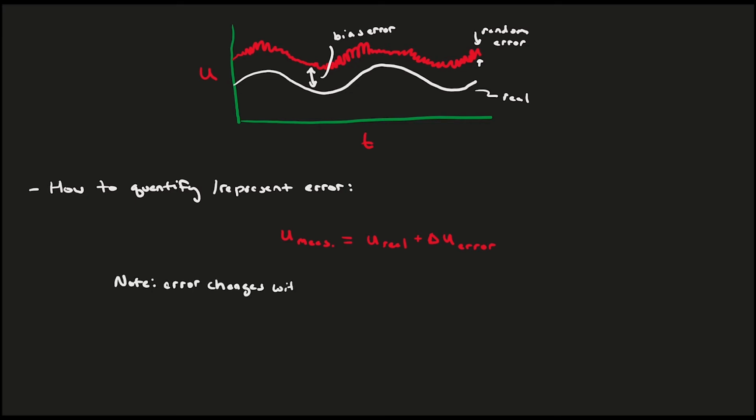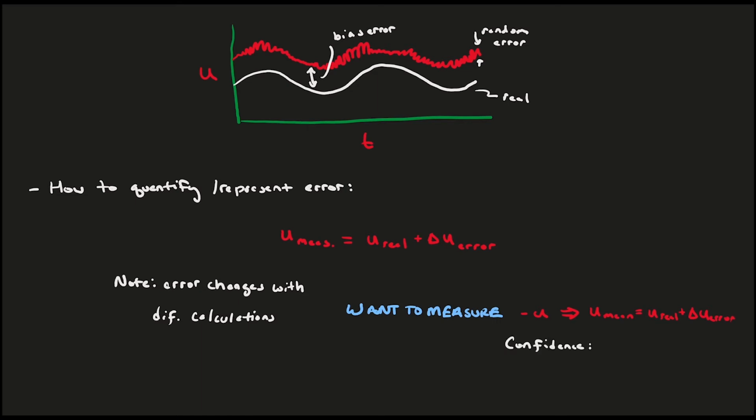Additionally, you want to consider the final calculations you will be doing when considering the error magnitude. For example, if all you want to measure is u, then u mean equals u real plus u error, and your confidence is the measured value plus or minus the error value. That's the range that you are sure the real velocity should fall in.